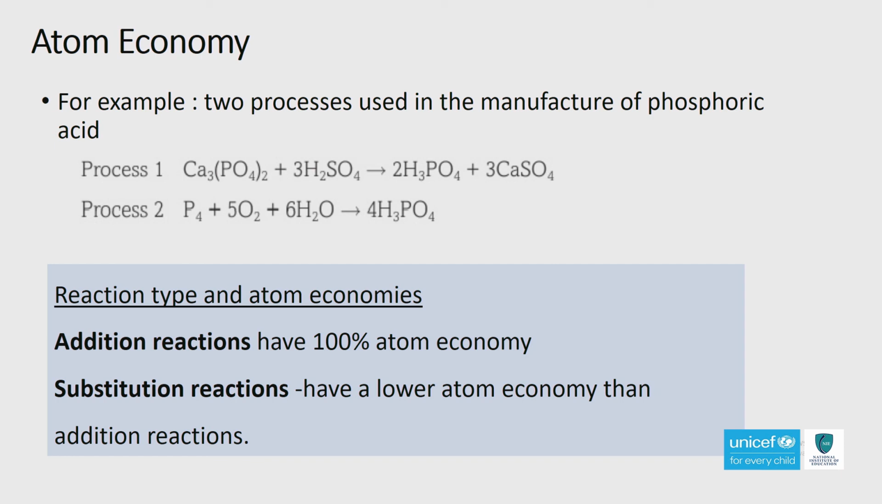To generalize, you can say that all addition reactions have a 100% atom economy, because addition reactions give one single product at the end of the reaction. But substitution reactions, like you are seeing here, give two different products, one being the desired product and the other being the waste product. So these reactions will have an atom economy which is less than 100%.